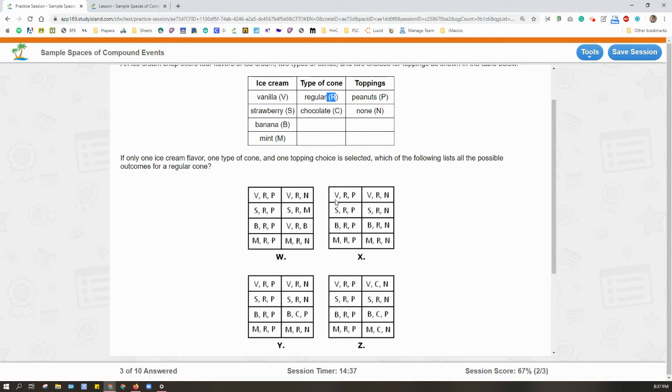Take a look at X. Vanilla, strawberry, banana, and mint. All of these represent the peanut cones, or the peanut toppings. And over here represents no toppings whatsoever. X is the right answer.